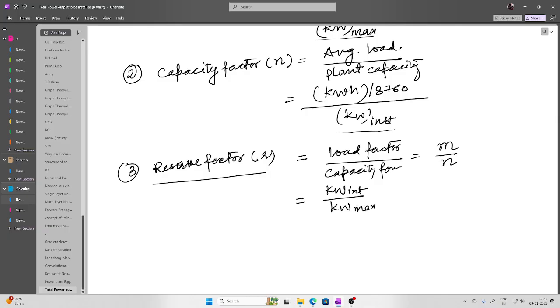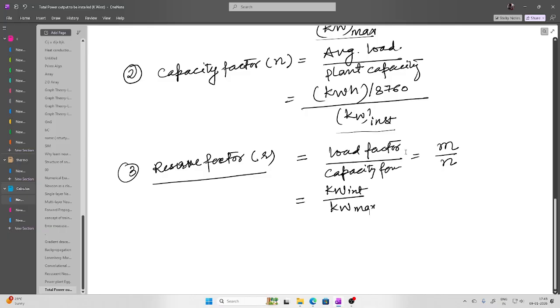Now if this factor is more, normally it should be more than 1, but if it is, let's say 10, that means what? That means the maximum capacity is 10 times lesser than the installed capacity. So again, it is not a very good sign.